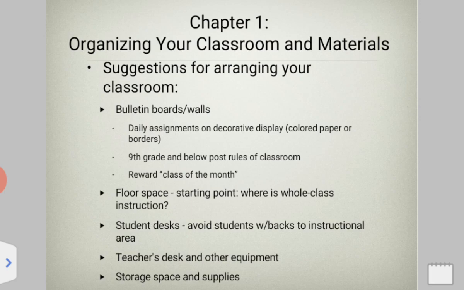However, from ninth grade and below, it's a good idea to work on the rules that they consider they should follow within the classroom, right, and post the rules in a visible place inside the class. So that's a good idea. That's a good tip to consider. It depends on the context, and it depends also on the students that you will be working with.